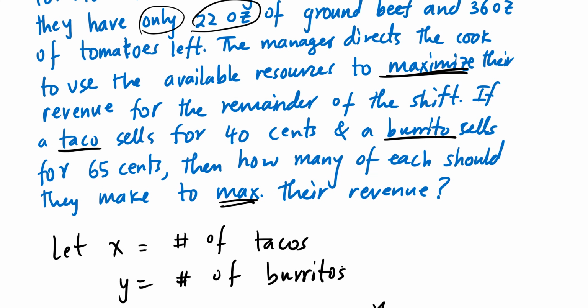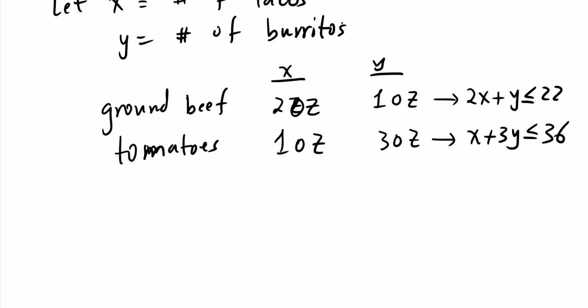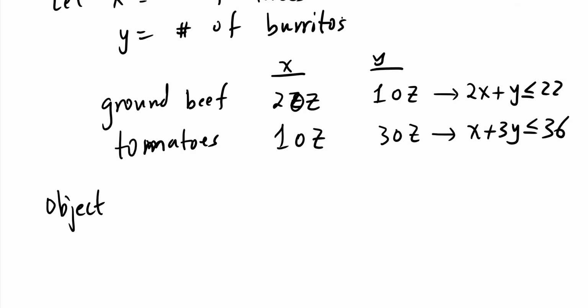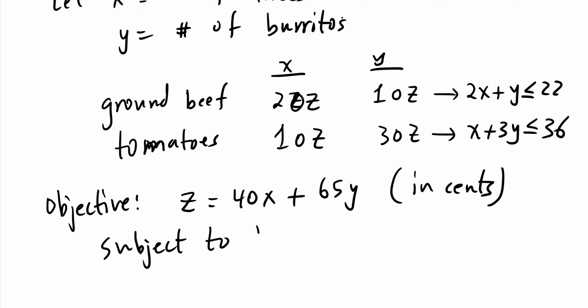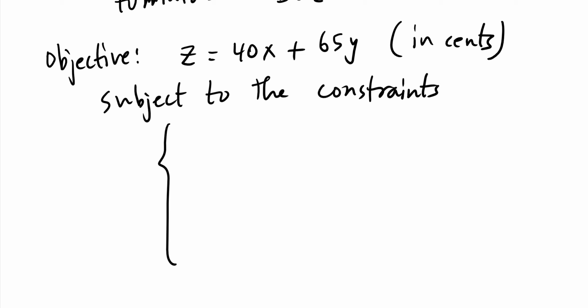They said the taco sells for 40 cents and the burrito 65 cents, so the objective function that I'm going to construct now, call it z, is 40x plus 65y. And this is just so you know, it's in cents. Subject to the constraints. What are the constraints here? Well, x is the number of tacos, so x has to be bigger than or equal to 0. Y burritos, y bigger than or equal to 0.